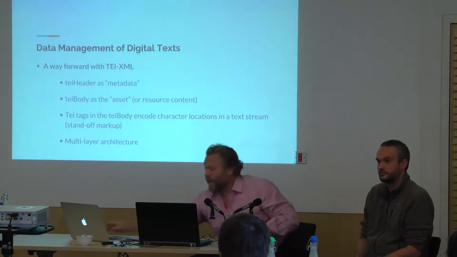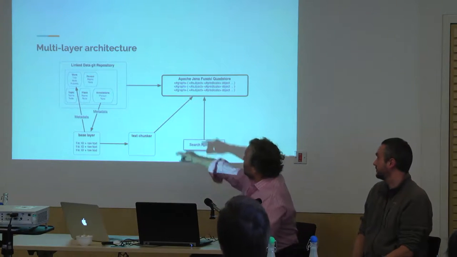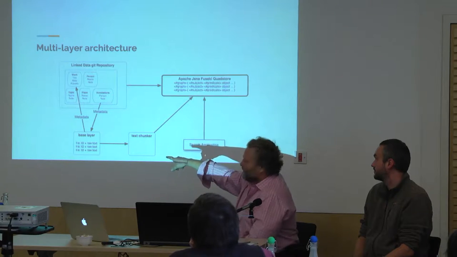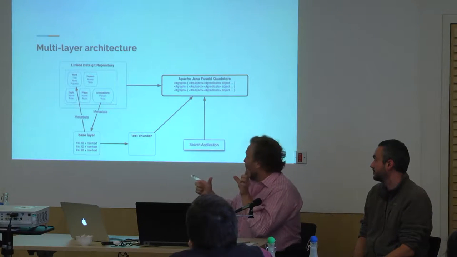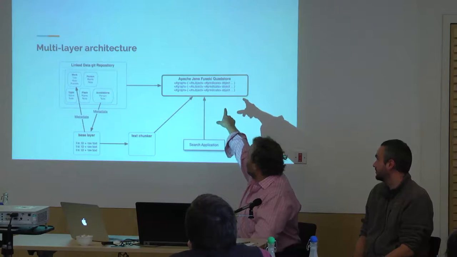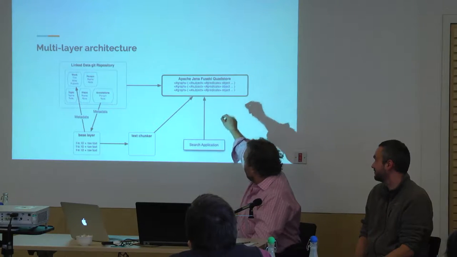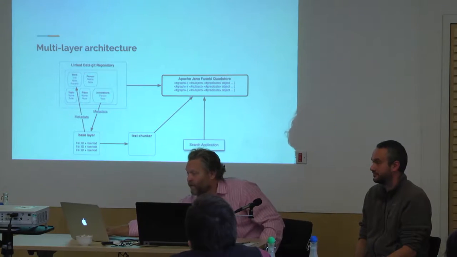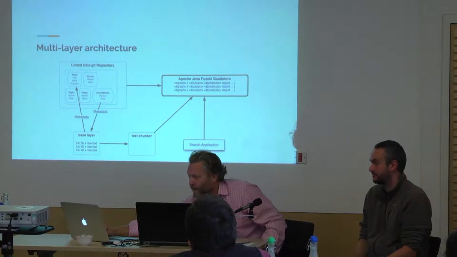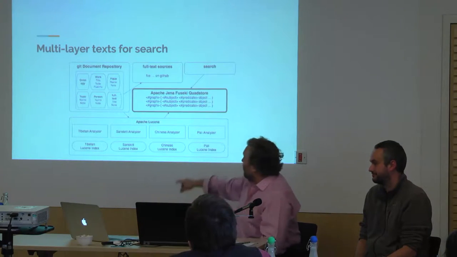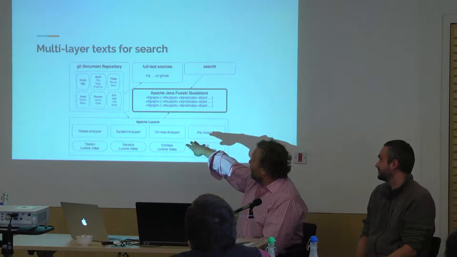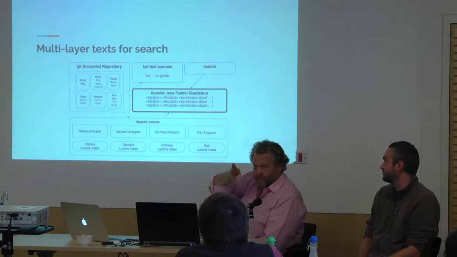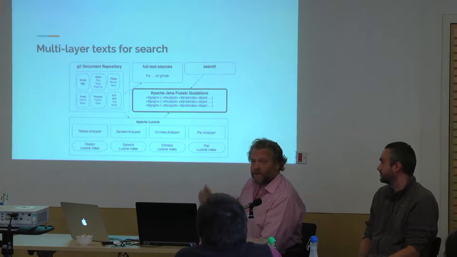So this is our multi-layer architecture, which looks like this. You have the metadata in a linked data Git repository, and there's a base layer, which is just the ID and a stream of text, and then we chunk that up and serve it up to our search engine, and this is our search application that's written on top of that. So this scales for an infinite number of texts. Under the hood, you do the same thing if you have language analyzers, which look at different languages, and this is using the Apache Lucene framework.